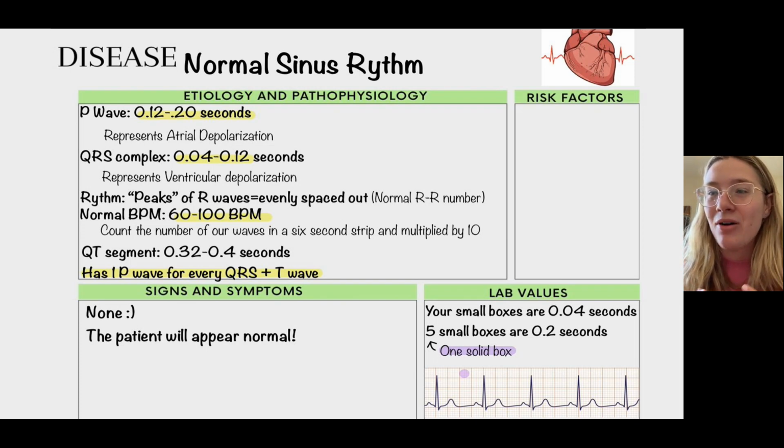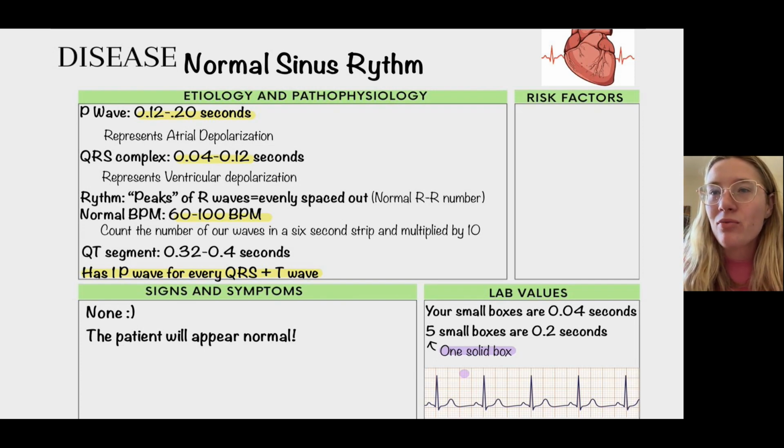So after our QRS complex, that QRS complex is that shock of my heart saying, all right, time to go, out the ventricles, into the body. So that's really what's happening there. And that's what helps us perfuse.